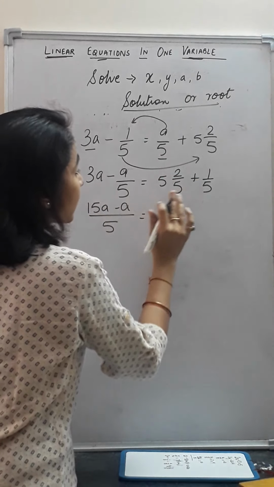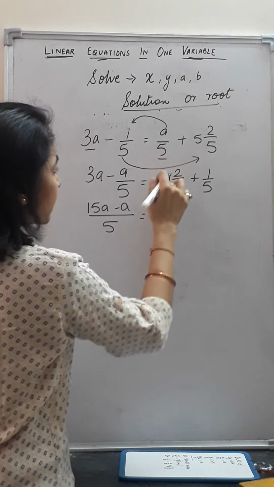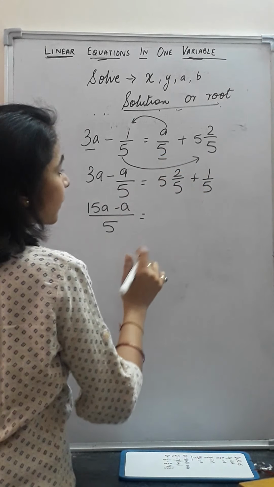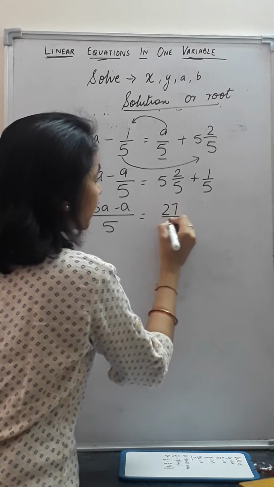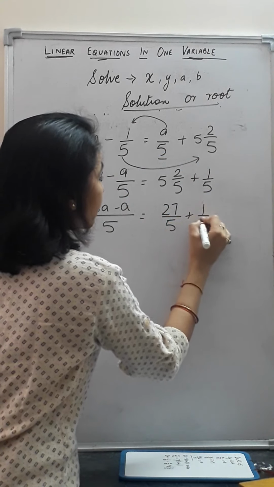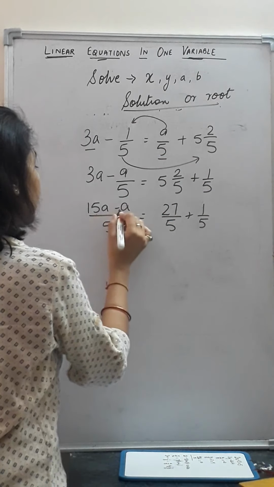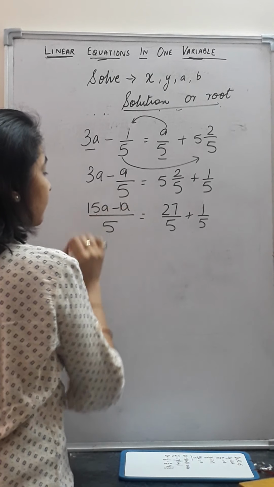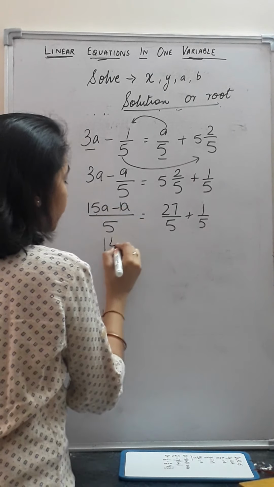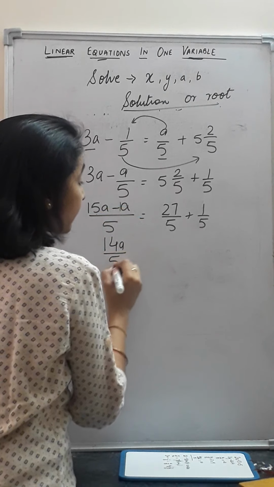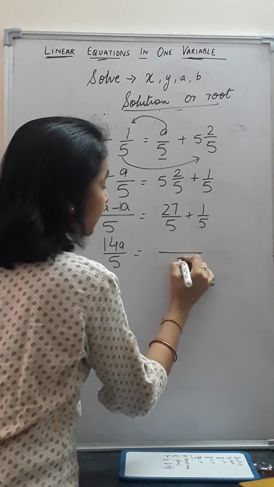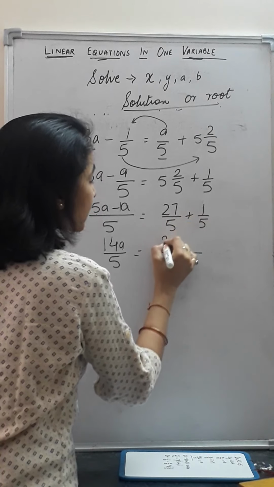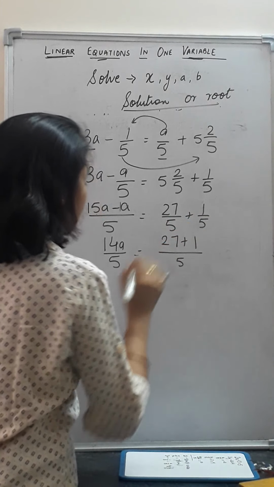Now let us solve this here only. 5 5s are 25, 25 plus 2 is 27, so 27 upon 5 plus 1 upon 5. Now 15a minus a: when there is no coefficient, we suppose it as 1. So 15 minus 1 is equal to 14a upon 5. Here also, if we take the LCM, it will be 5. Now 27 plus 1 gives us 28.